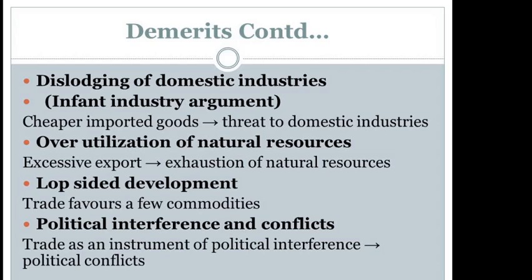Another point, political interference and conflict. International trade becomes an instrument of political interference in the hands of developed countries. Advanced countries may interfere in the economic policies of the poor economies. In course of time, it may lead to political conflict.